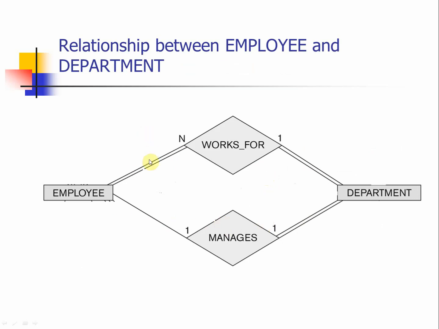And therefore, you can see this is why we have this double line over here. This is describing that an employee must work for one department, and not every employee is a manager. And that's why we explain this double line and this single line. You can notice one thing.